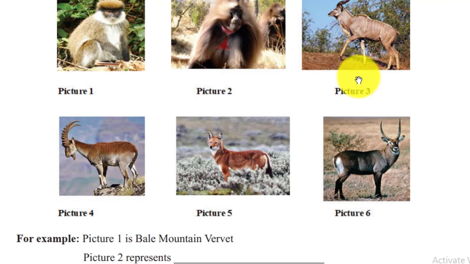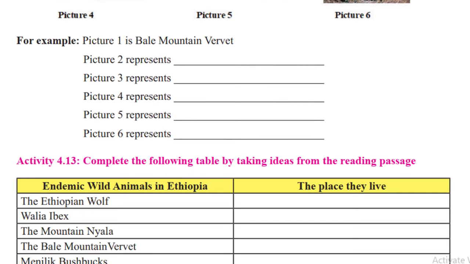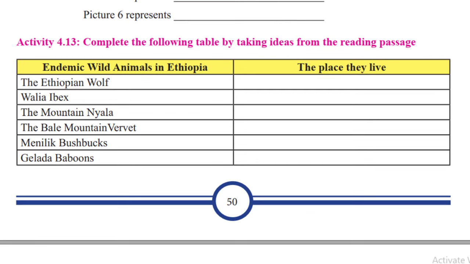The third one, picture 3, the mountain nyala. The fourth, the Ethiopian wolf. Fifth, Walia ibex. The last one will be Menelik's bushbuck. So these are kinds of animals especially which are mentioned in the passage.